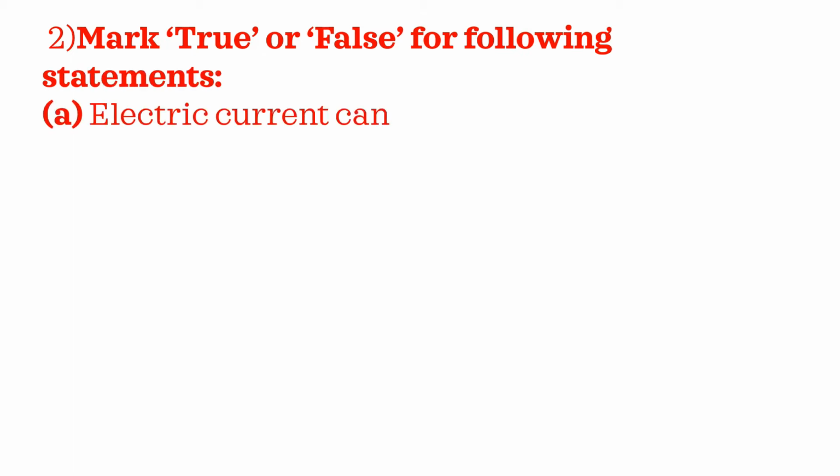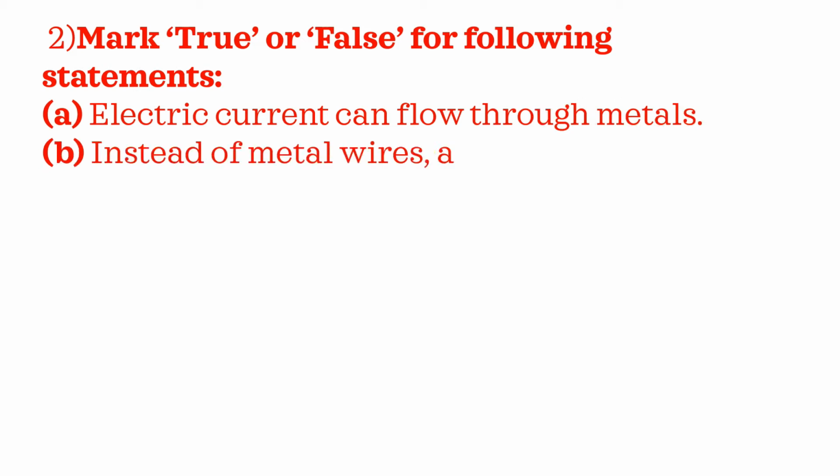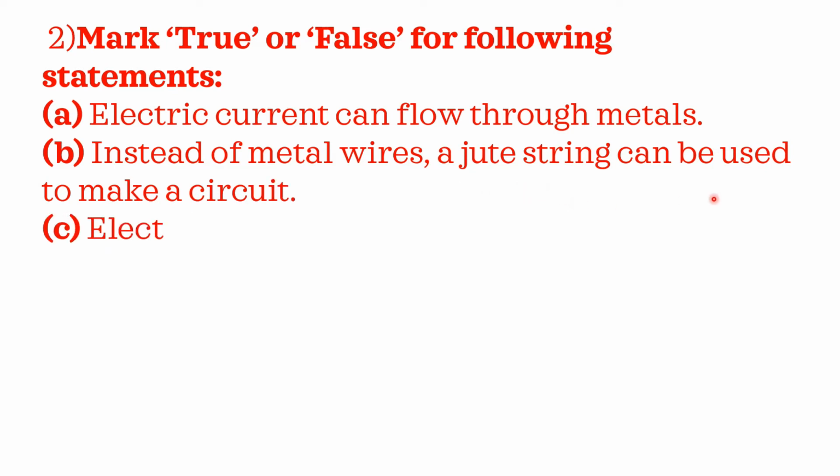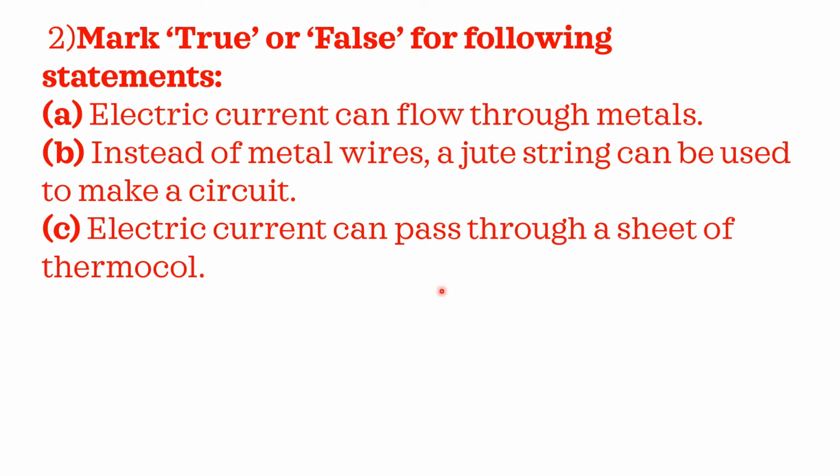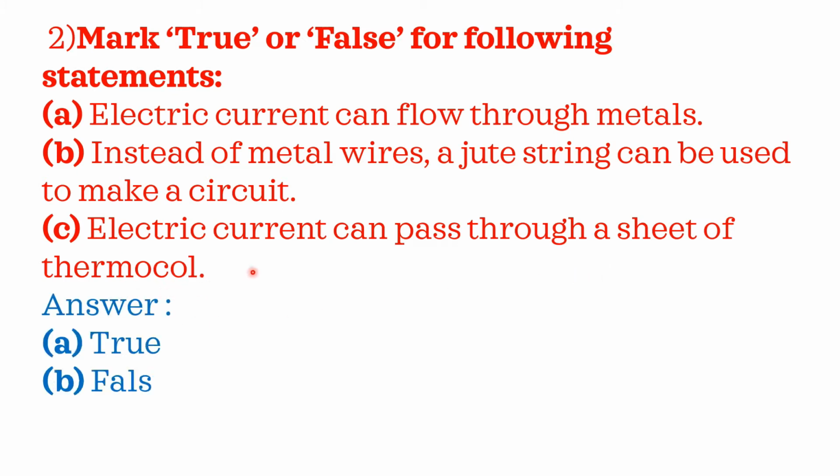Now we are telling which statements are true and which are false. We will discuss. Electric current can flow through metals. The second one, instead of metal wires, a jute string can be used to make a circuit. Electric current can pass through a sheet of thermocol. Now in these statements, which is true and which is false, we will discuss.